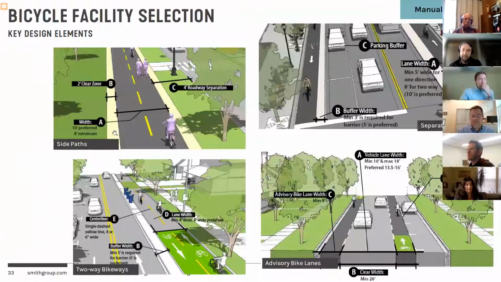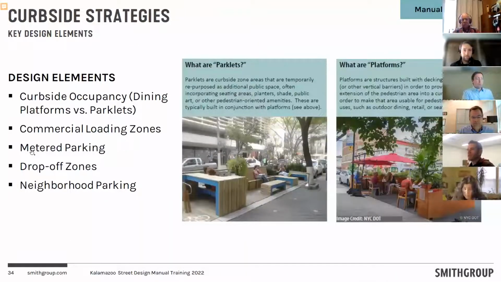And again, the design manual itself provides detailed guidance on all of those different elements. So whether it's a side path, two-way or one-way, separated bicycle facilities, advisory bike lanes, there's a range of different methods described in the manual. I think I just have two more here. Another one, there's a range of design elements that are looking at kind of curbside strategies. So I've listed those off here.